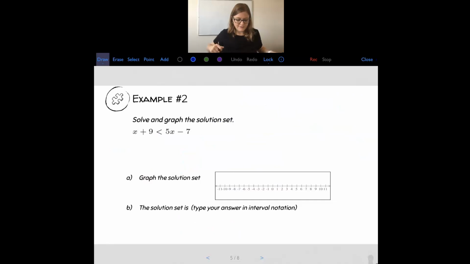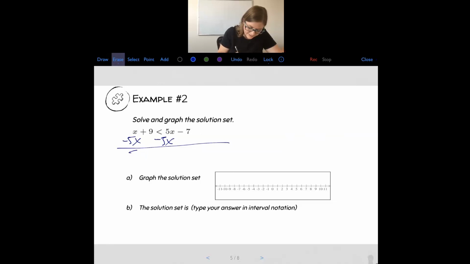Next example, solve and graph the solution set. We'll also write the solution set in interval notation. So we'll begin by solving. We'll get our x's to one side and our numbers to the other. Okay, so I'm going to subtract 5x to get negative 4x plus 9 is less than negative 7.